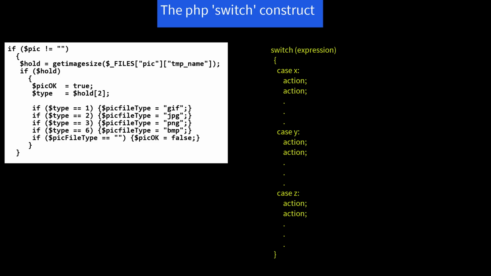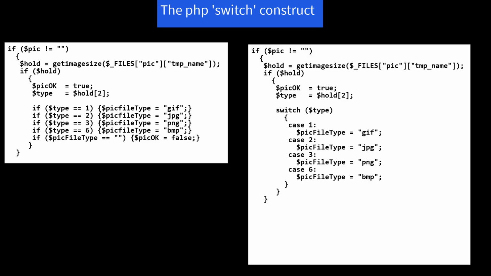For a concrete example, we start as we had before, but now after we've set $type to a $hold of bracket 2, we say switch of $type. Case 1, $picFileType equals GIF. Case 2, $picFileType equals JPG. Case 3, $picFileType equals PNG. Case 6, $picFileType equals BMP.